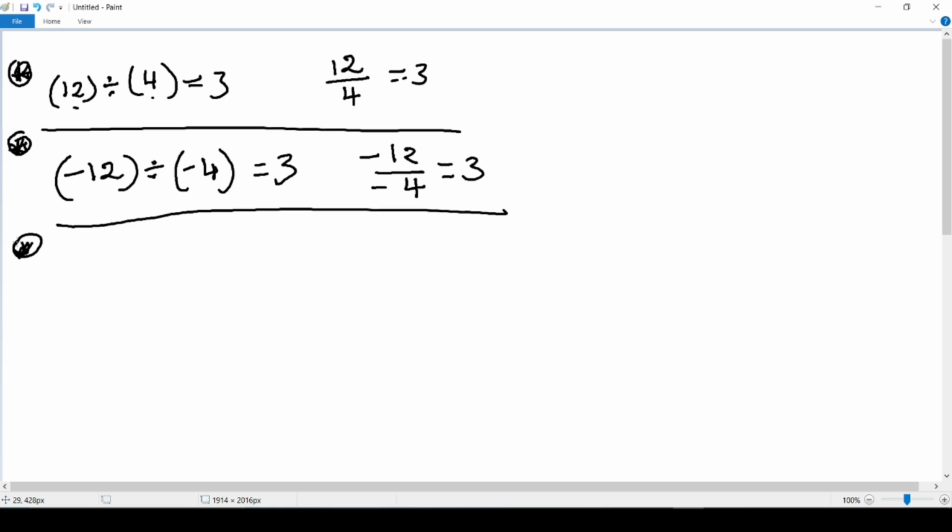Let's move on. Negative 12 divided by 4. That's negative 12 divided by 4. In this case, we have negative 12 as a negative number and 4 as a positive number. So both numbers here have opposite signs, one being positive and the other being negative. So the result will be negative, and it is negative 3.